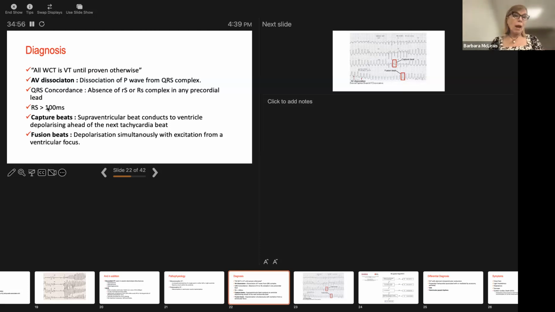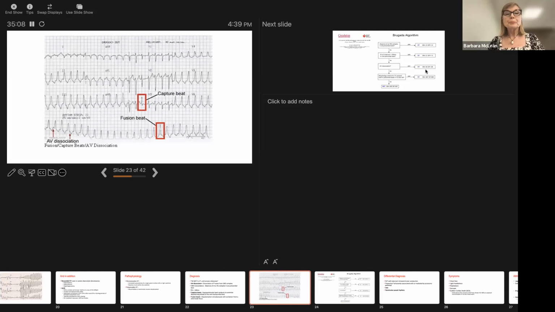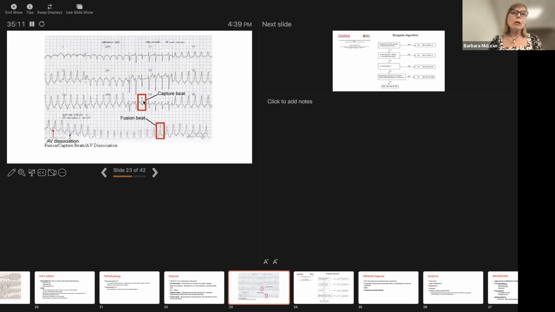The rate has to be a grade, the RS, which is the width, has to be greater than 100 milliseconds. So that's 2 boxes. And then there's some other things that happen, and we're going to take a look at those in just a minute. Okay. So here's what we call a captured beat.